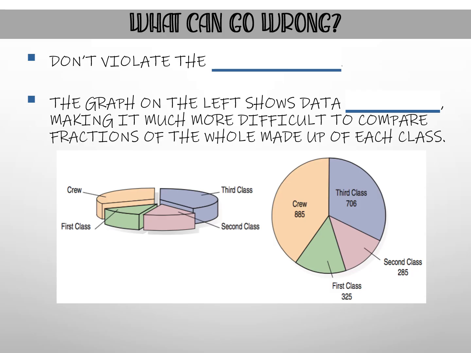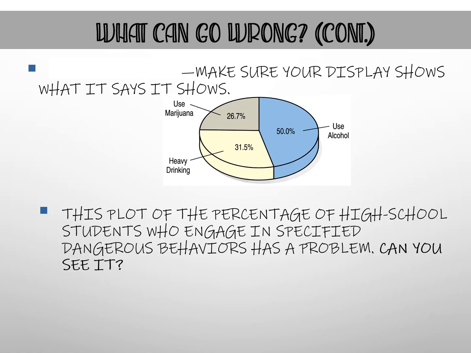So what can go wrong? A principle. The graph on the left shows data on a slant, making it much more difficult to compare fractions of the whole made up of each class. So make your graphs like those listed on the right, please. Do not make your graphs look like the one on the left. Keep it honest. Make sure your display shows what it says it shows.